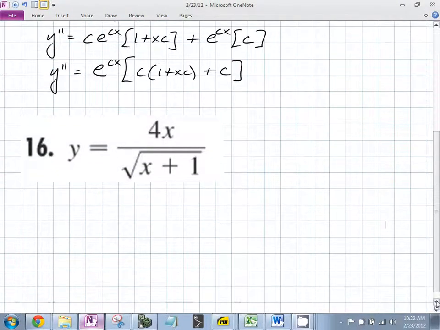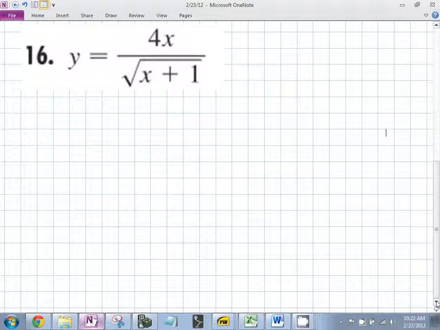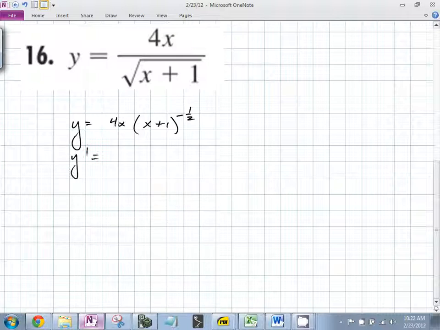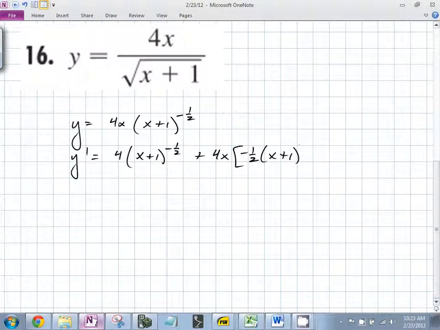So, what rule do you want to use? Product rule. He wants to do this. Y equals 4x times x plus 1 to the negative 1 half. Right. So y prime is going to be equal to the derivative of the first times the second plus the first times the derivative of the second, which is negative 1 half, x plus 1 to the negative 3 halves.